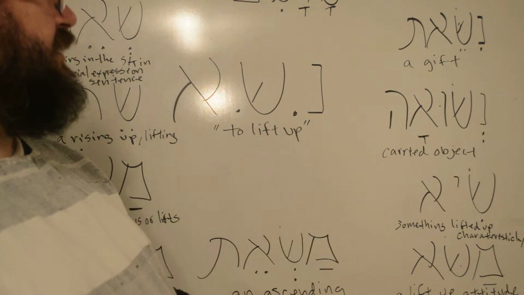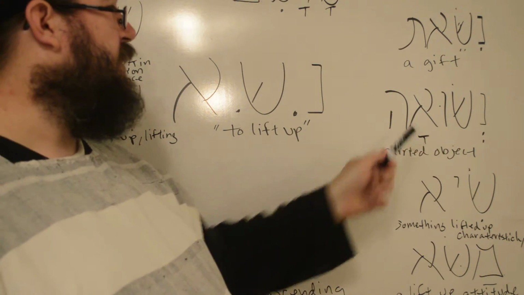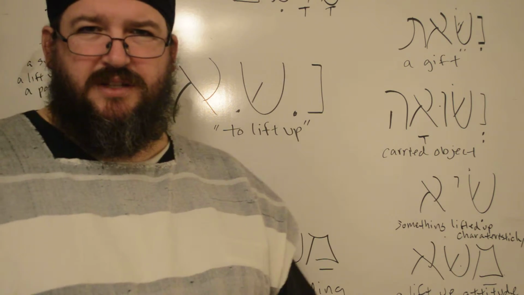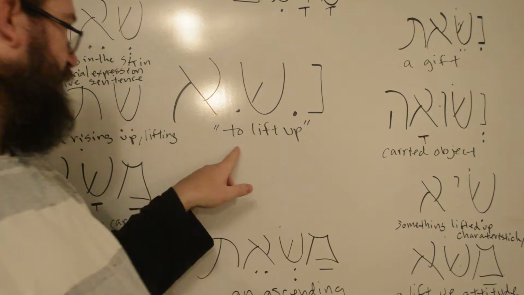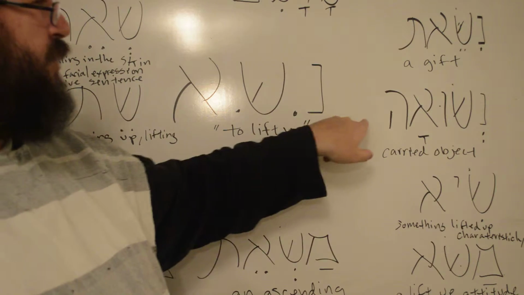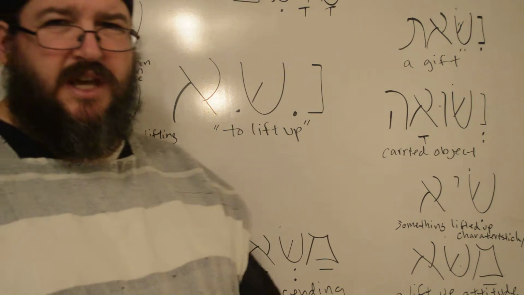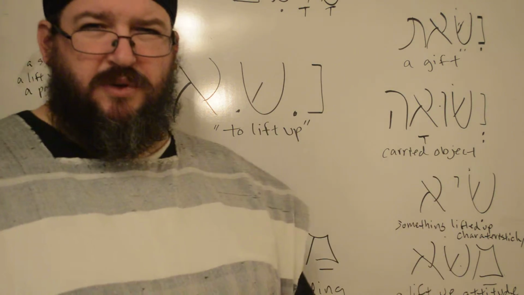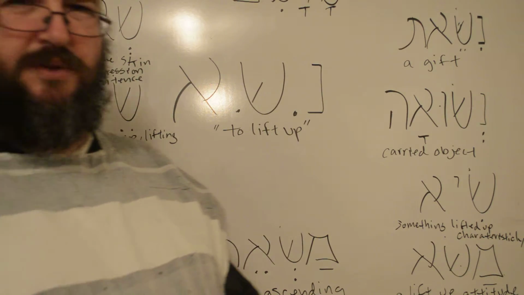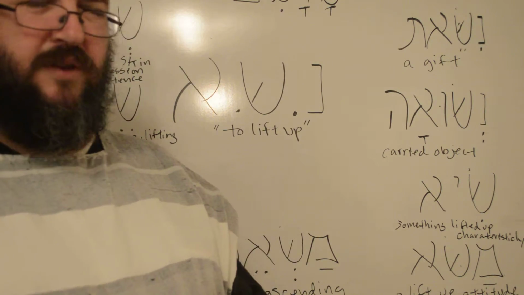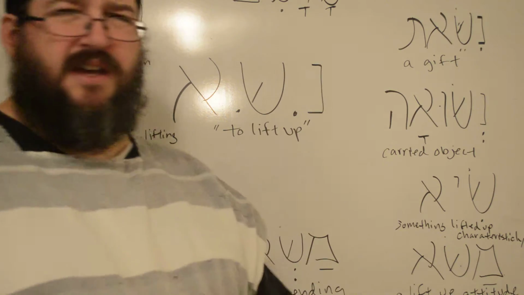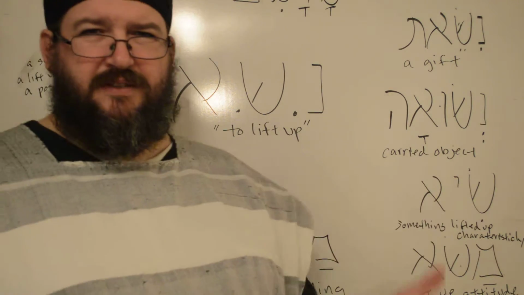Another thing, look at this noun, nesu'ah. Nesu'ah is a carried object. So here you have this lifting up being incorporated into this thing called a carried object. Some people call it a burden, which is kind of very horrible in English, because many people, when they think burden, their first thought is of something bad, and they don't understand that burden just means something that's carried.